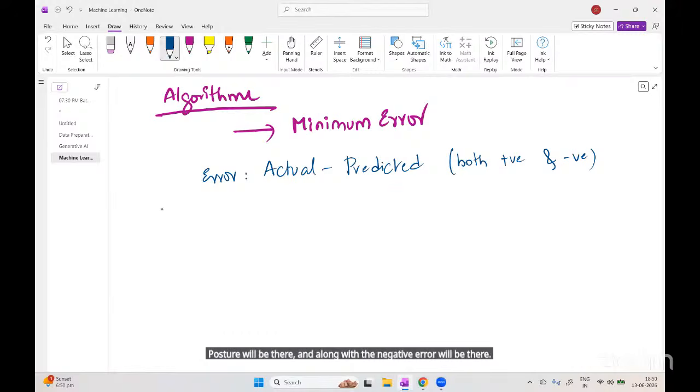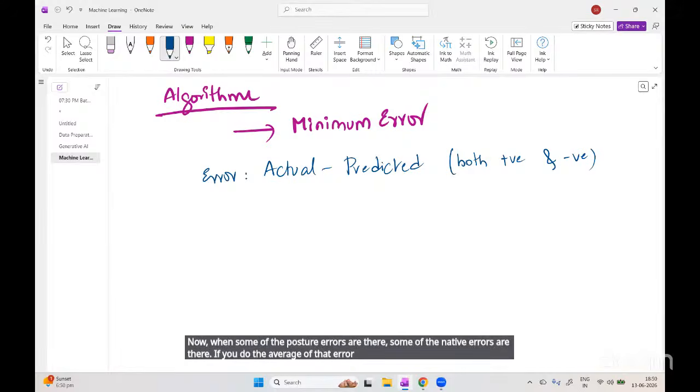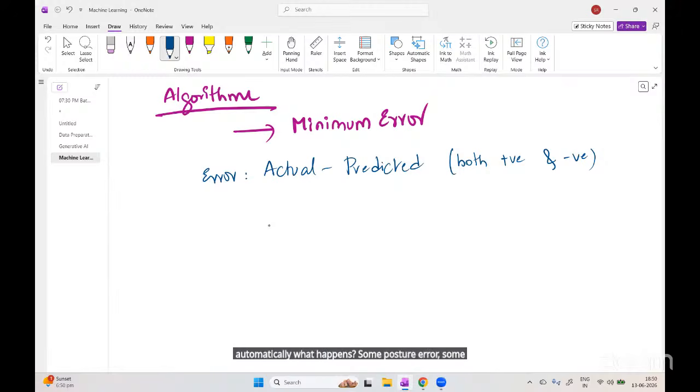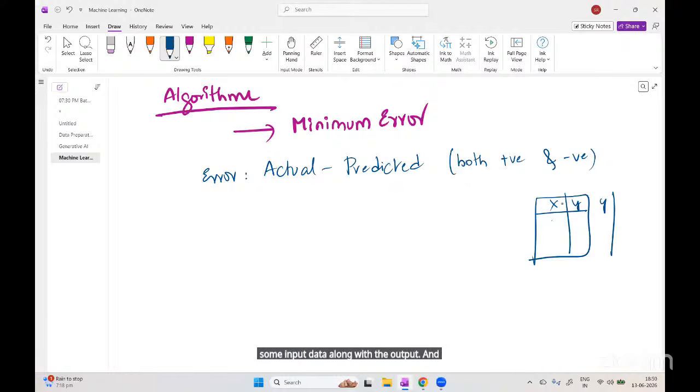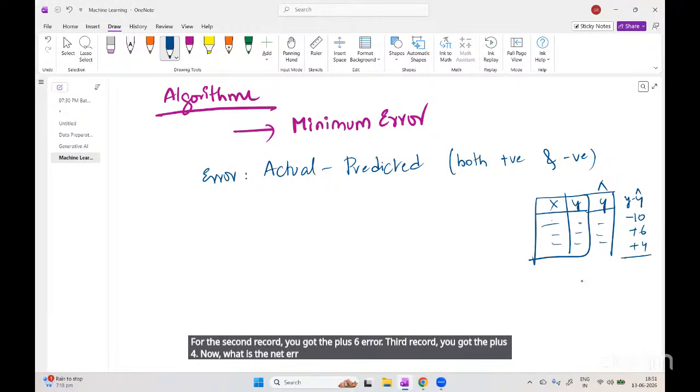Now when some positive errors are there and some negative errors are there, if you take the average of that error, automatically what happens? Some positive error and some negative error will be nullified. For example, let us assume there are two or three records, some input data along with the output and the predicted values. This is the error, guys. For the first record you got the error as -10. For the second record you got +6 error. Third record you got +4. Now what is the net error? Finally, what is the average error? The average is going to be 0.